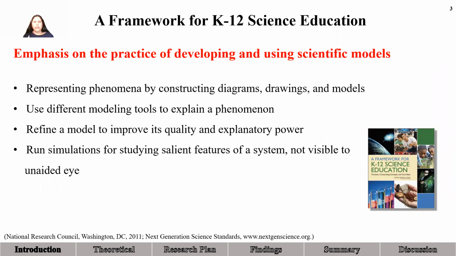My research is focused on the practice of developing and using scientific models. A Framework for K-12 Science Education emphasizes representing phenomena by constructing diagrams, drawings, models, etc. Using different types of modeling tools to explain a phenomenon. Refining a model to improve its quality and explanatory power. Running simulations through simple simulating tools for studying salient features of a system or phenomena which are not visible to the unaided eye, for example, atomic structure and molecular bonding.